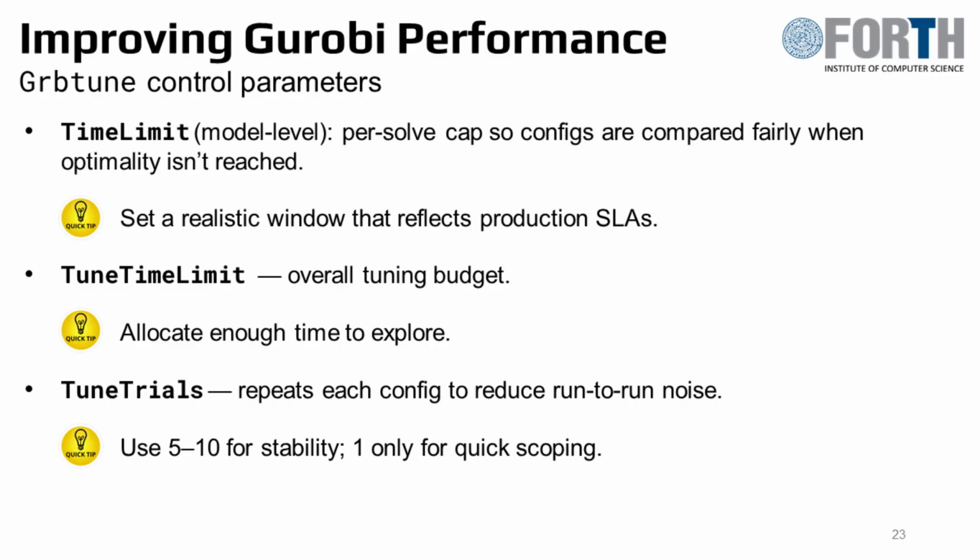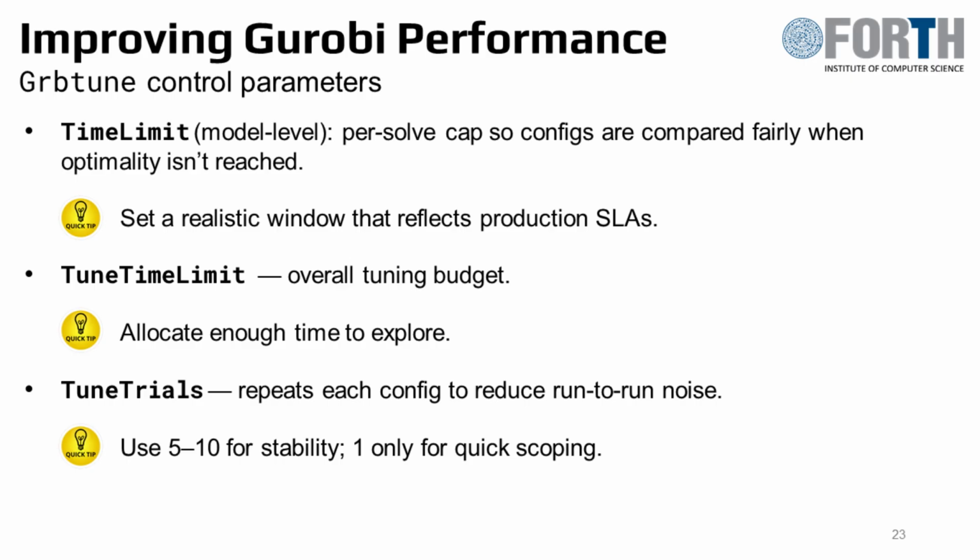Here we focus on the main control parameters that govern the tuning process itself. The first important parameter is time limit. Applied at the model level, this sets a per solve cap. Each candidate parameter configuration is evaluated under the same time budget. This ensures fair comparison, especially when optimality is not reached. In practice, this time limit should reflect realistic production constraints. There is little value in tuning under a time horizon that will never be used operationally.